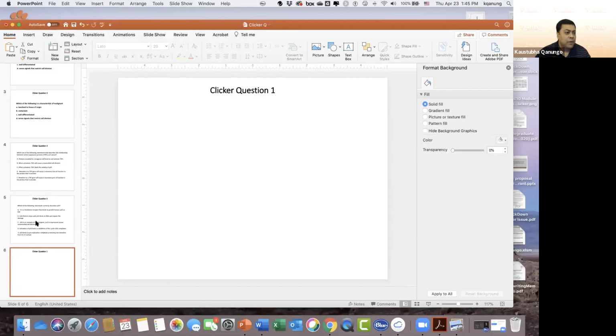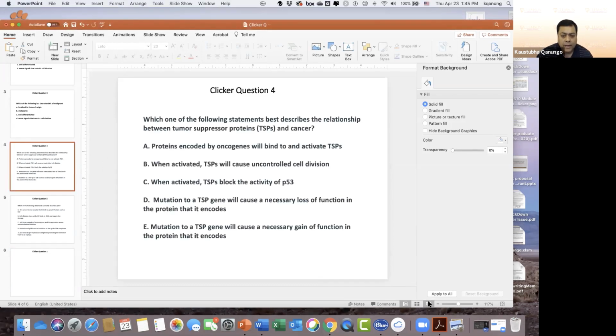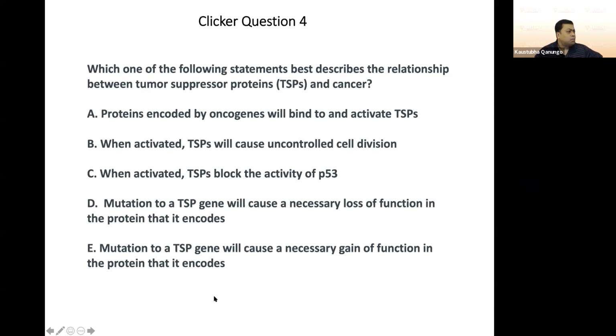Okay, good question. Let me go back. The question asks what the answer to question 4 means: that a mutation in the TSP gene will cause a necessary loss of function in the protein that it encodes. So Garrett, can you talk to me? Are you here, Garrett? Oh, necessary loss of function.